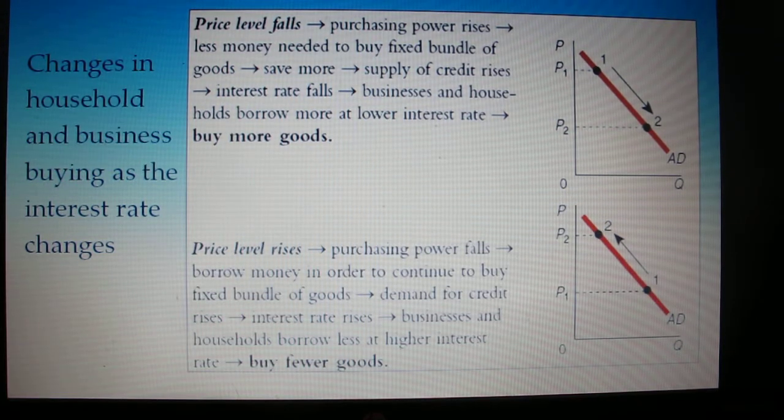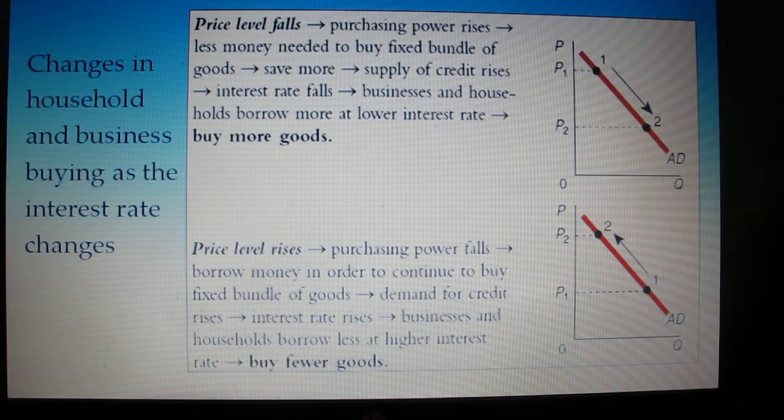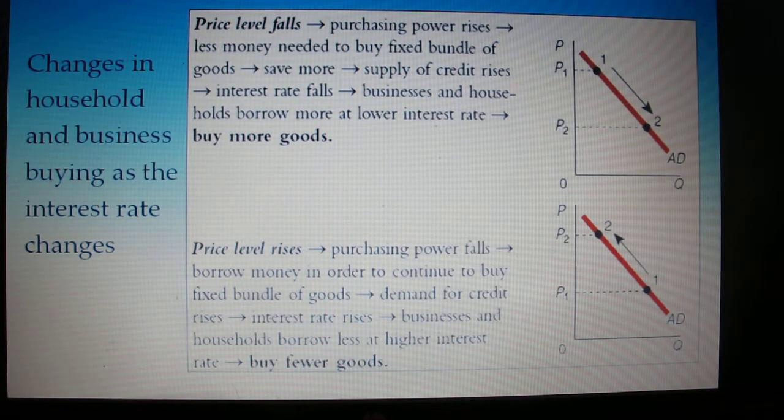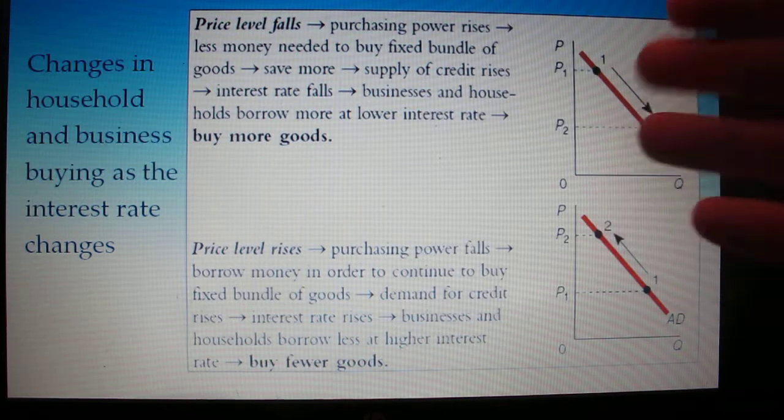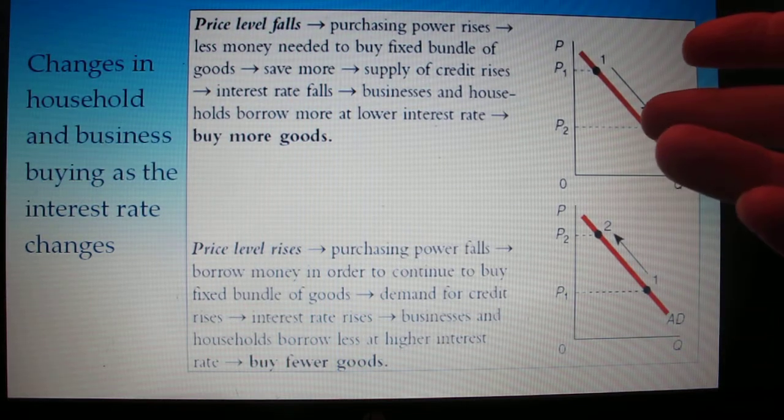The opposite holds true as well. If the price level rises, purchasing power falls, and therefore you may need to borrow in order to continue to buy a fixed bundle of goods. Therefore, demand for credit rises. As that happens, interest rates tend to rise. And businesses and households borrow less at higher interest rates, and therefore fewer goods are bought and sold. So, the second reason why the demand curve is downward sloping is the interest rate effect.